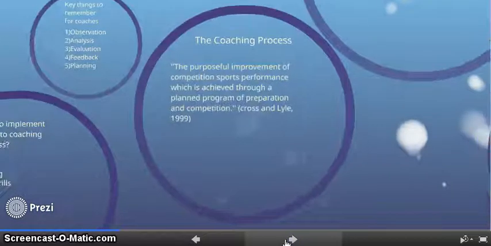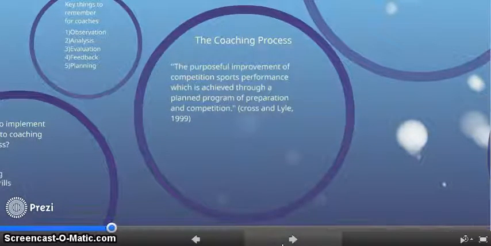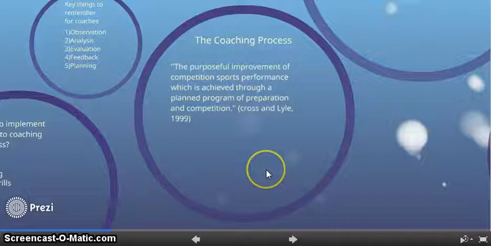Moving on to the coaching process. According to Cross and Lyle, the coaching process is the purposeful improvement of competitive sport performance, which is achieved through a planned program of preparation and competition. According to Cushion 2009, they also argue that the improvements to coach education and coaching practice depend on a sound understanding of the coaching process itself.